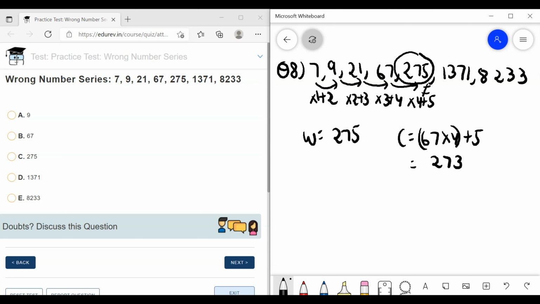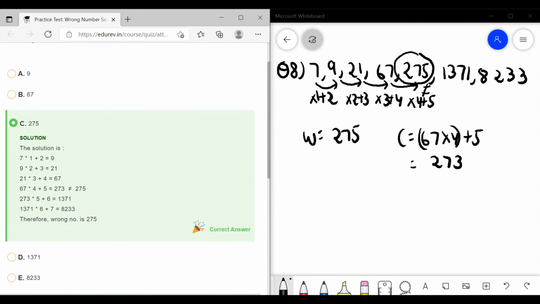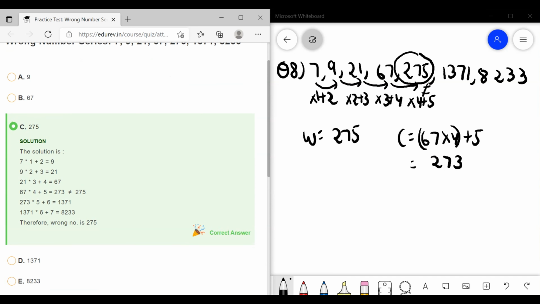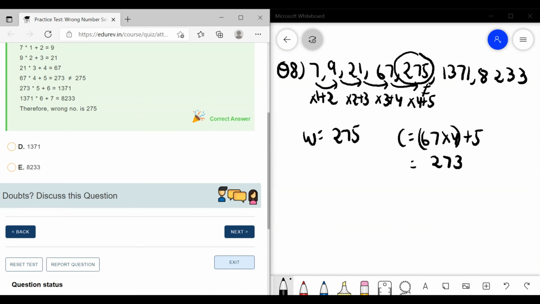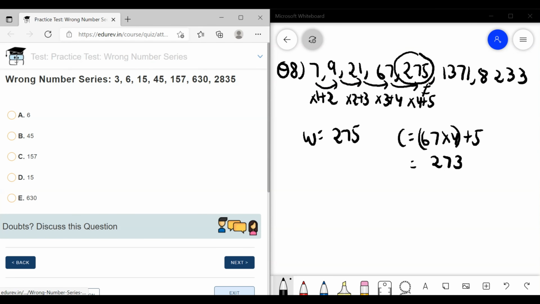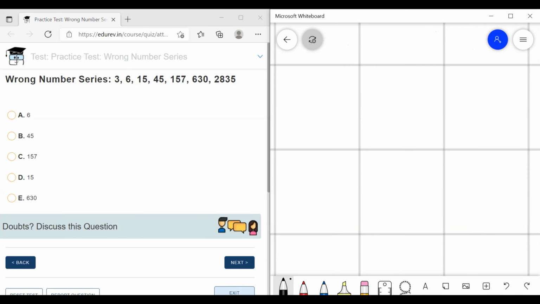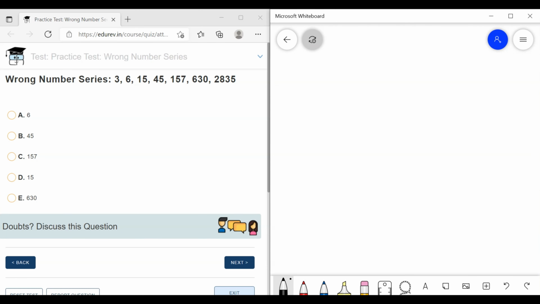Option C should be our right answer here. And you can see that option C is the right answer and the correct wrong number is 275. Now let's move on to the next question. This is our question number 9. Let's write it down.